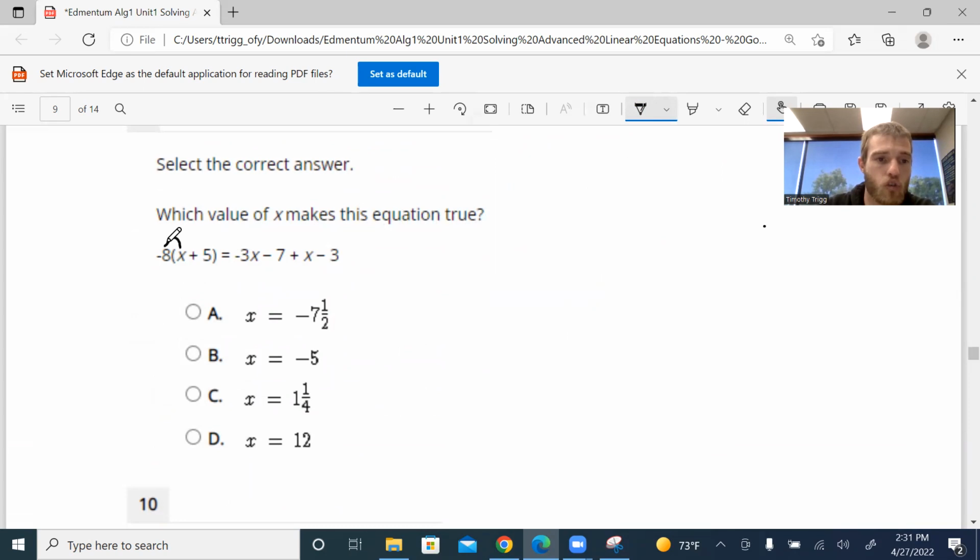Hopefully you see that we would distribute this -8 into this parentheses, giving us -8x minus 40 equals, on the right side, I'm going to go ahead and combine these terms over here together. So we have a -3x plus an additional 1x. That makes -2x, right? Because this -3 is negative, this one's positive, so they actually subtract each other. We also have a -7 minus 3. That's -10. Go ahead and see if you could solve for x from there.